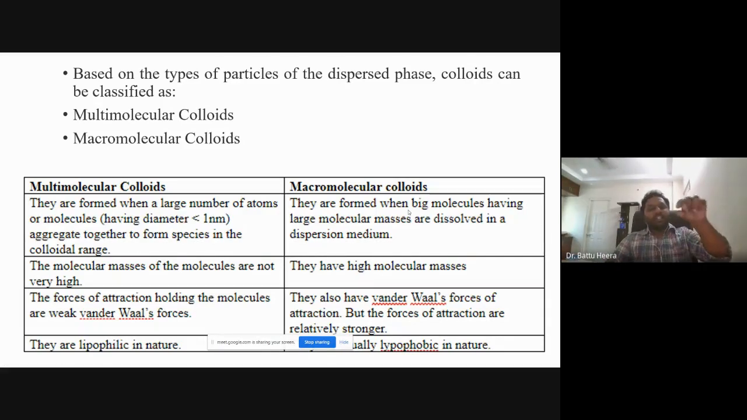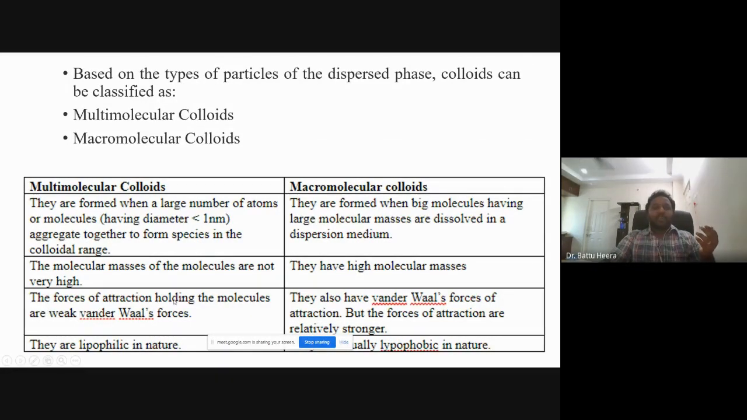But here, small molecular size particles dissolve. But coming to the macromolecules, molecules of large molecular size all dissolve in the dispersion medium. Whereas the molecular mass of the molecules in multimolecular colloids is not very high. See this. In the multimolecular colloids, the molecular mass of the molecules is not very high. And whereas in the macromolecular colloids, the molecular mass is very, very high, so that they will easily try to settle down. Right, when the molecular mass is high, the dispersed phase has an easy chance to settle down in the dispersion medium. So coming to the force of attraction.